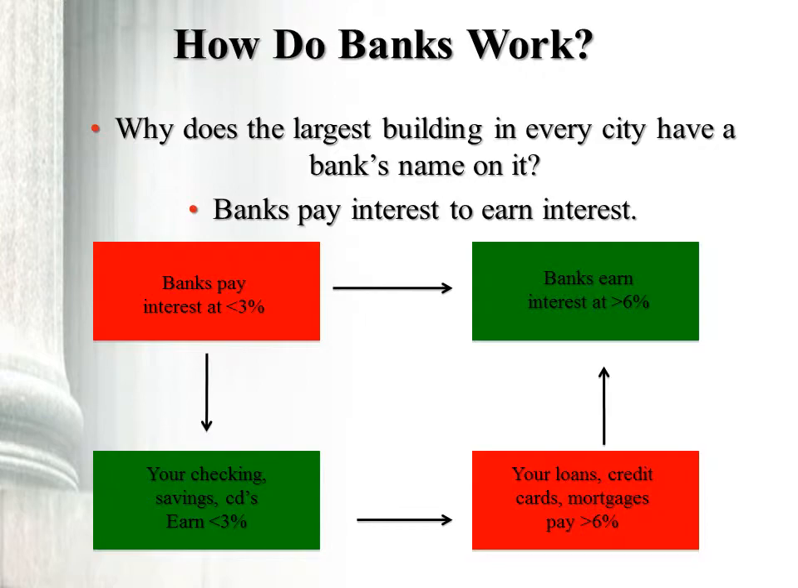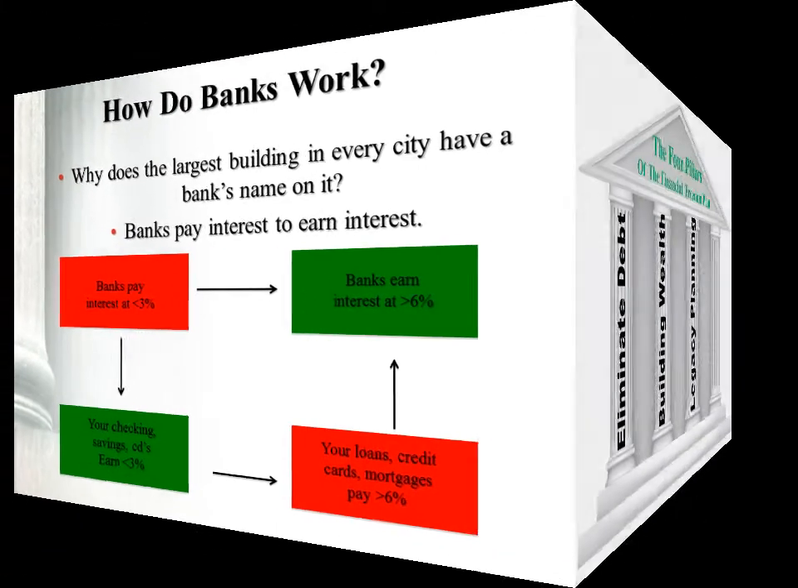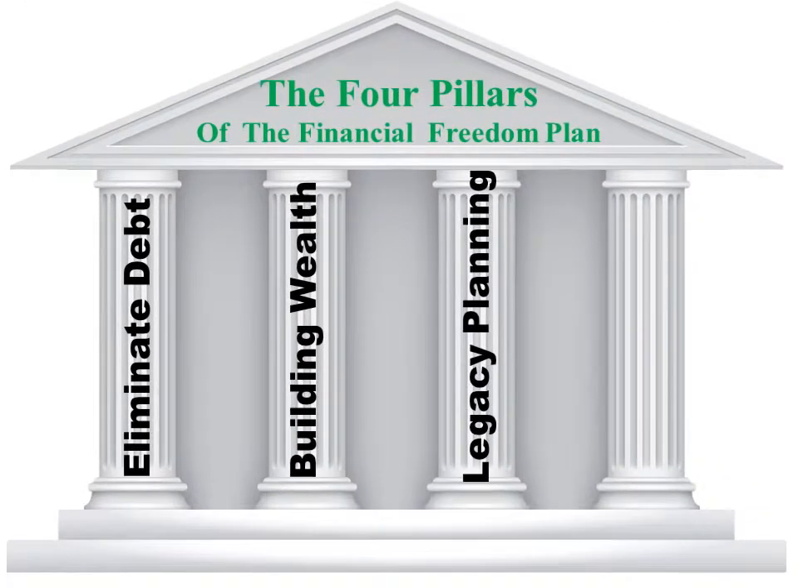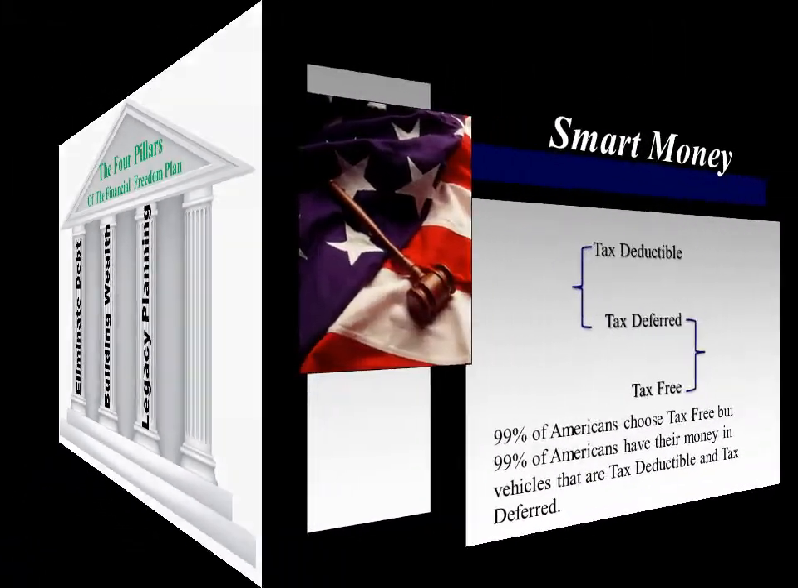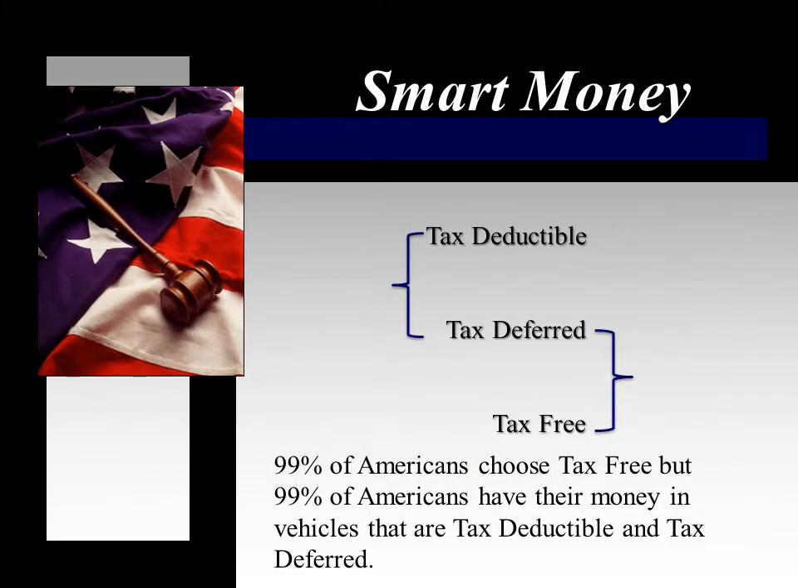Third pillar is legacy planning. If you retire a millionaire and you're accumulating this wealth, there are some other things that start to happen in your life that are very important. When was the last time you updated your will? Do you understand using smart money? We're going to teach you that. If I said to you, would you rather have your money tax deductible, tax deferred, or tax free, what would you tell me? Well, you'd say tax free.